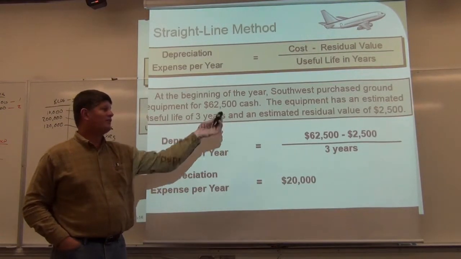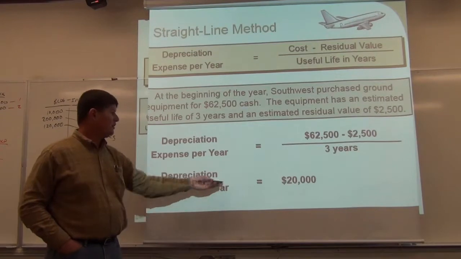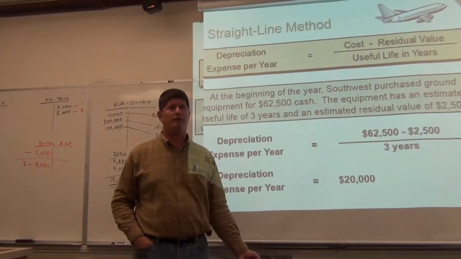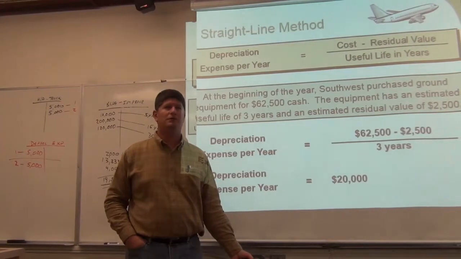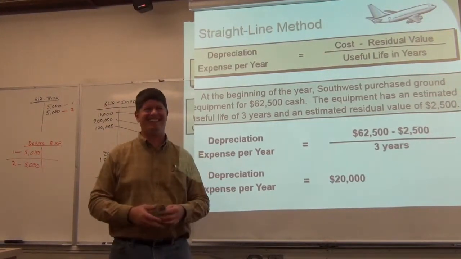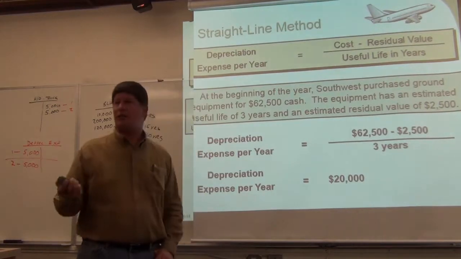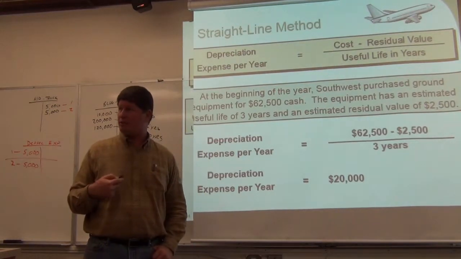$62,500 minus $2,500 is $60,000 divided by 3. Depreciation is $20,000 a year. Pretty straightforward, right? Okay. All right, questions on that? This one's the simple one, really straightforward.